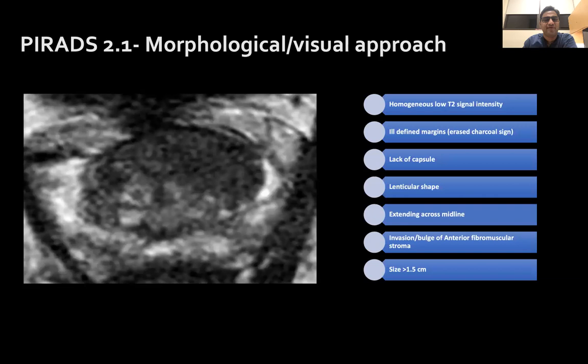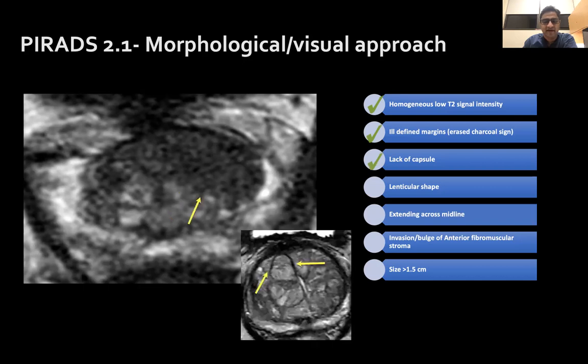And so for the transition zone, T2 is the driver, T2 is the king. And here we can see that homogeneous T2 hypointensity is what we look for, and ill-defined margins, also the so-called erased charcoal sign, lack of capsule. As you see here, we have a T2 hypointense capsule around the transition zone nodule here, where all these bright areas are glandular elements, and all these darker areas, like over here, are stromal elements. So there is a hypointense rim around this nodule.